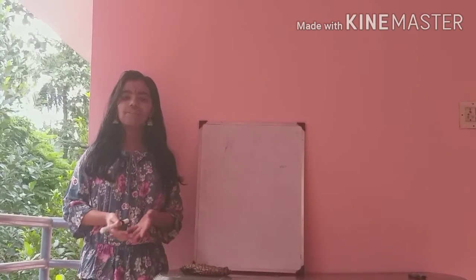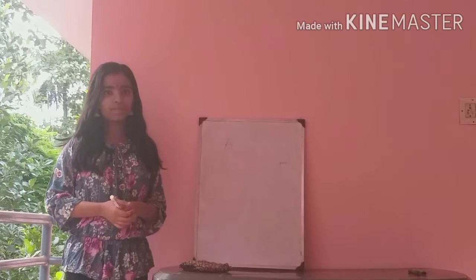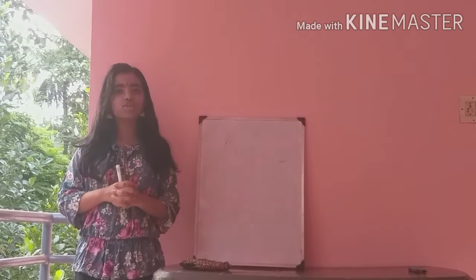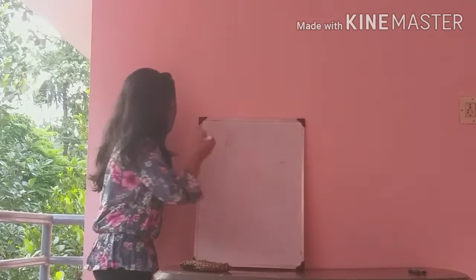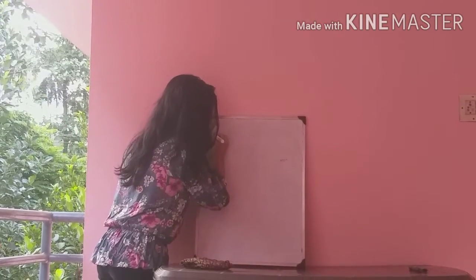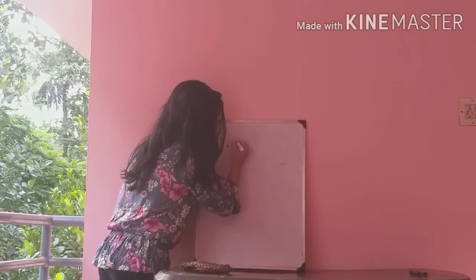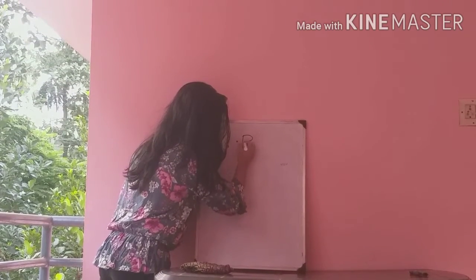First, let's have a look at what a point is. A point has no components. It's represented using a dot. For example, we name a point using the capital letters of the English alphabet. Like this.